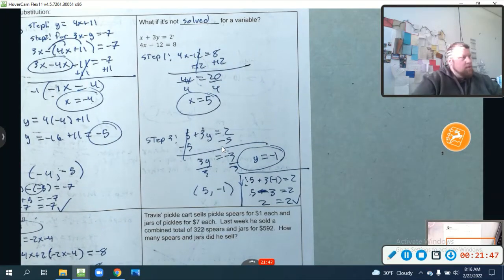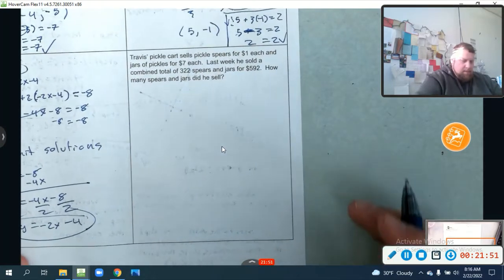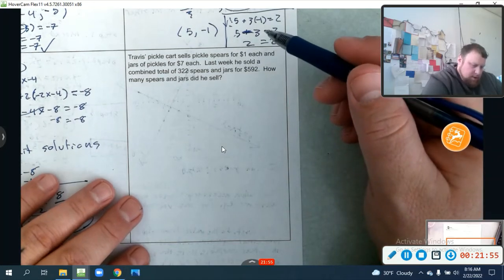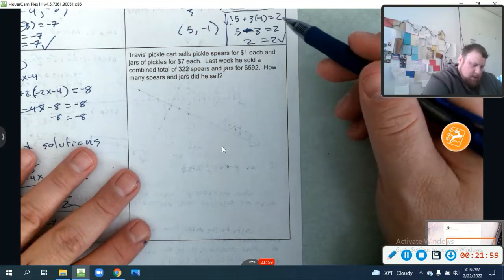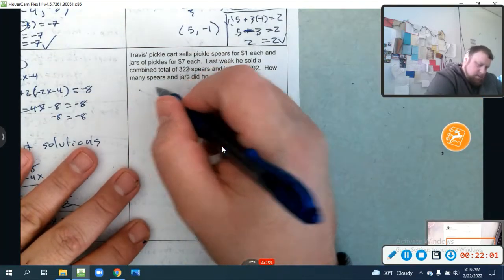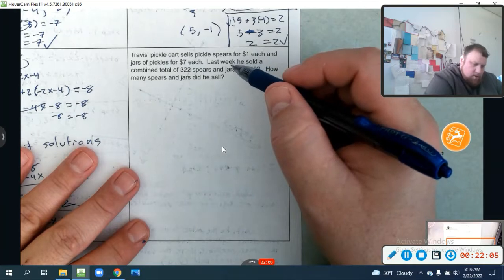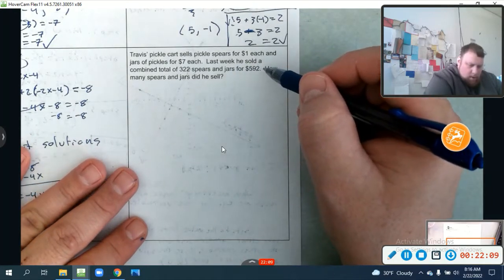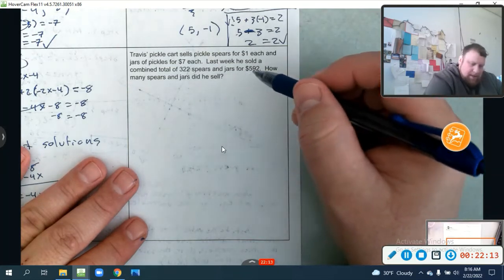All right, I'm kind of moving, but feel free to pause it. And our last problem of the day is this. Travis' pickle cart sells pickle spears for $1 each and jars of pickles for $7 each. Okay? So, I know last week he sold a combined total of 322 spears and jars for $592. How many spears and jars did he sell?